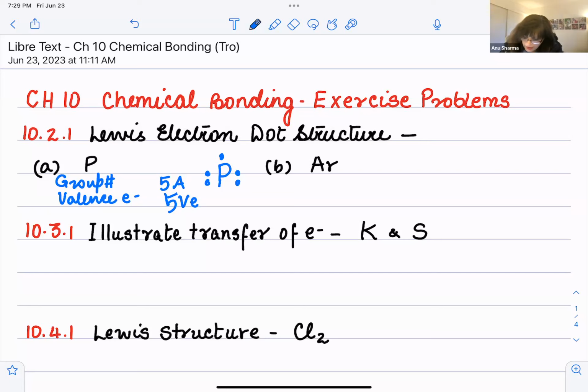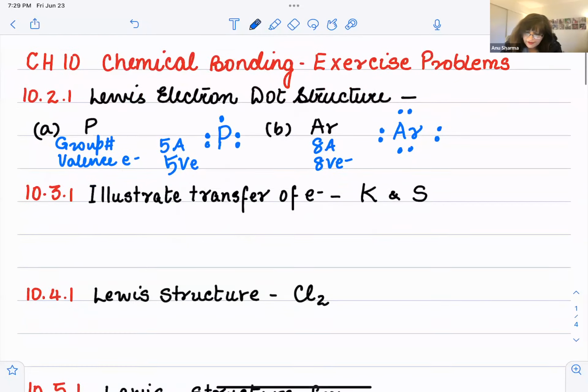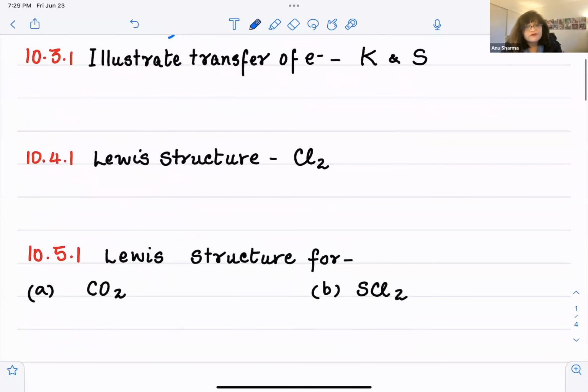Okay, argon is present in group 8A. So there are 8 valence electrons. And so how do we place them? 1, 2, 3, 4, 5, 6, 7, 8. So look in the periodic table where the element is placed. Okay. Next is to illustrate the transfer of electrons.